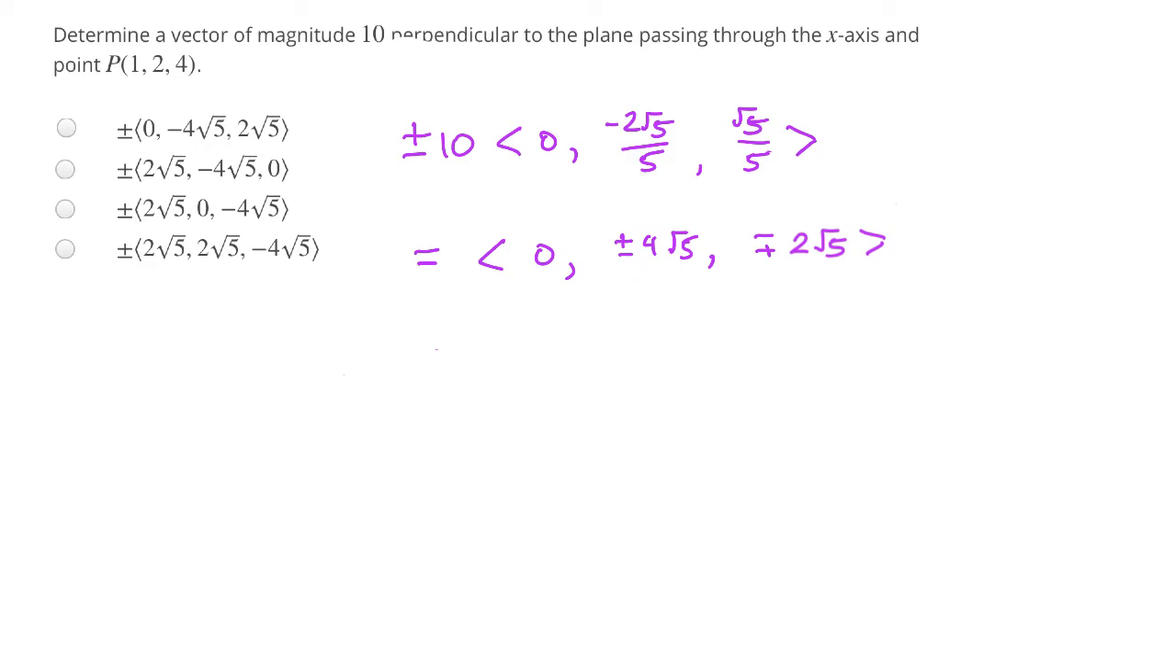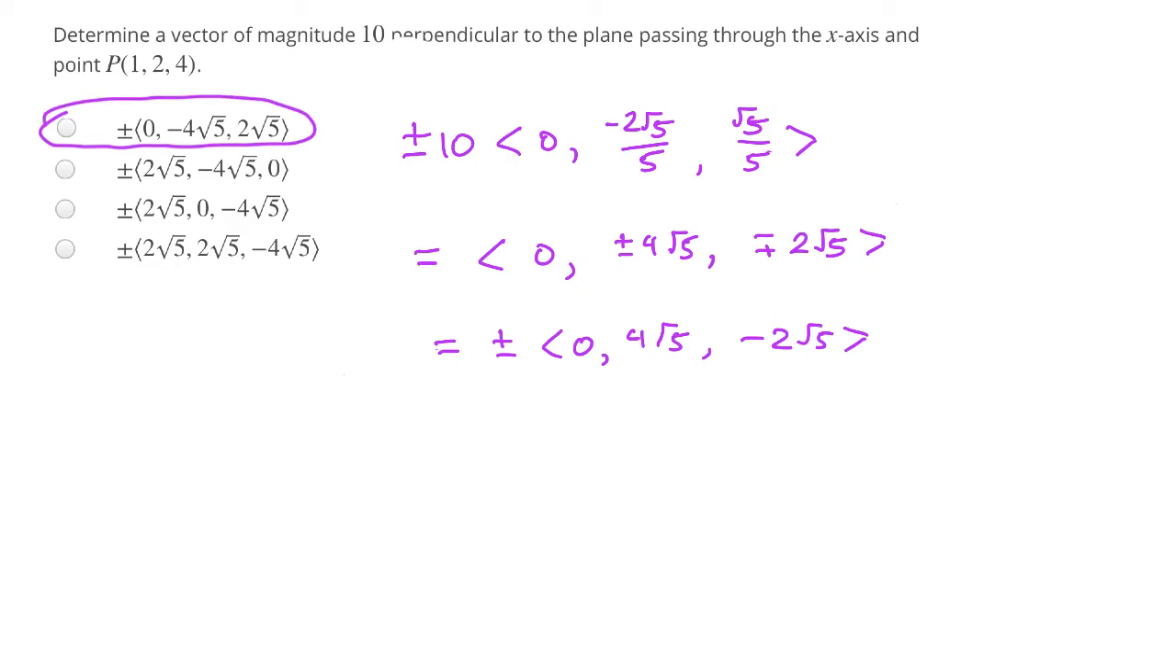And so our answers are plus or minus (0, 4 root 5, -2 root 5). This gives us the value of our first entry, and we have solved our problem.